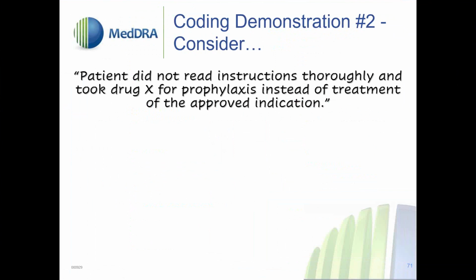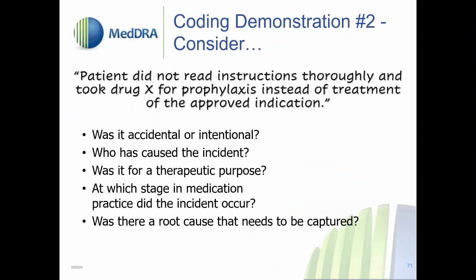Next one. Here it is reported that the patient did not read instructions thoroughly and took drug X for prophylaxis instead of treatment of the approved indication. So they took it for the right indication, but not for treatment, but for prophylaxis of a disease. So what do we know based on the information provided? Is it reported whether it was accidental or intentional? Yes, we know that the incident happened accidentally. The patient did not read the instructions thoroughly enough.